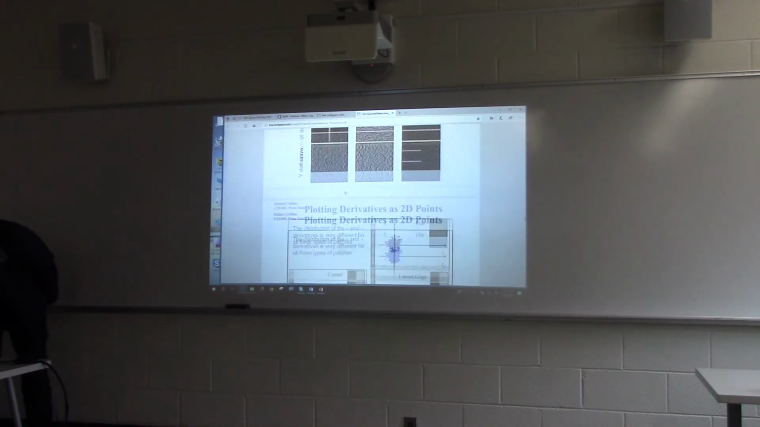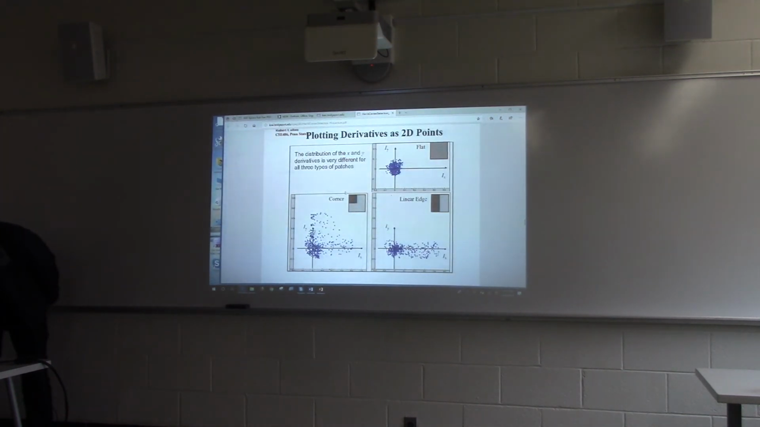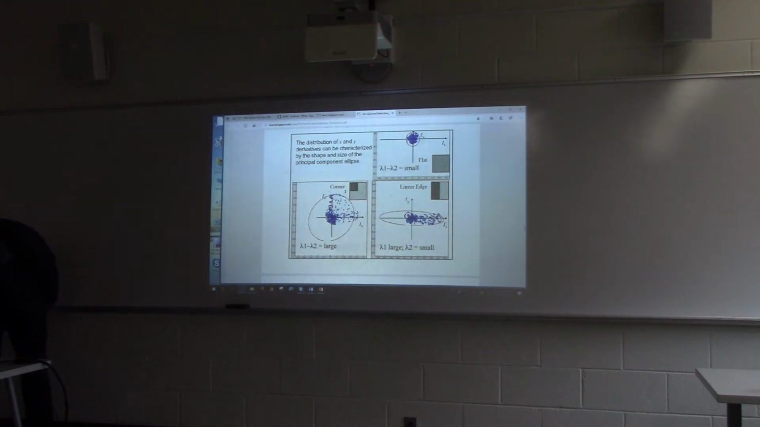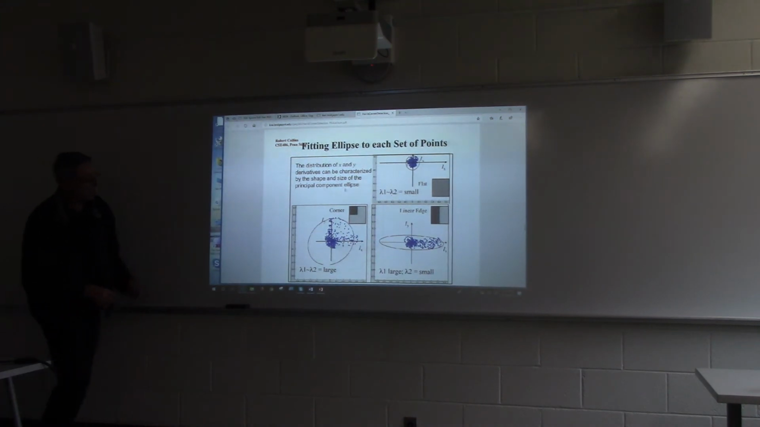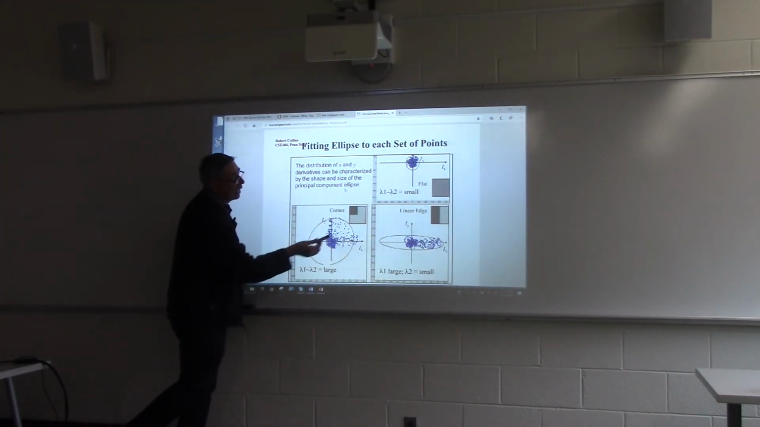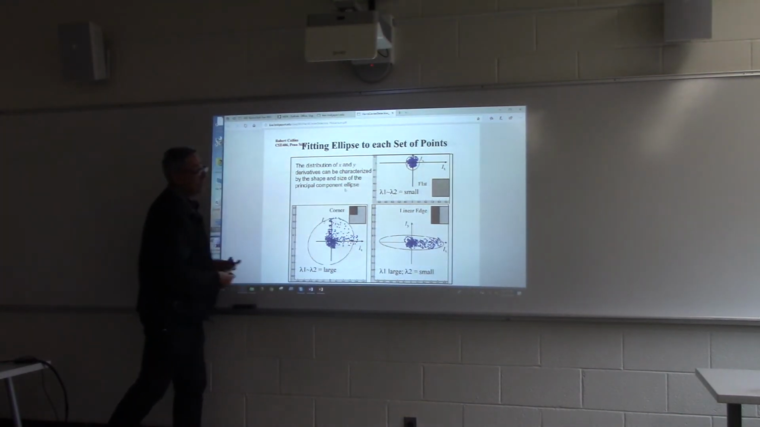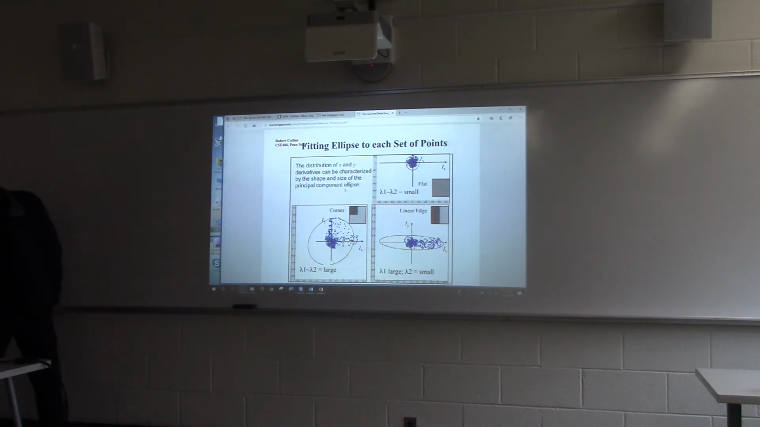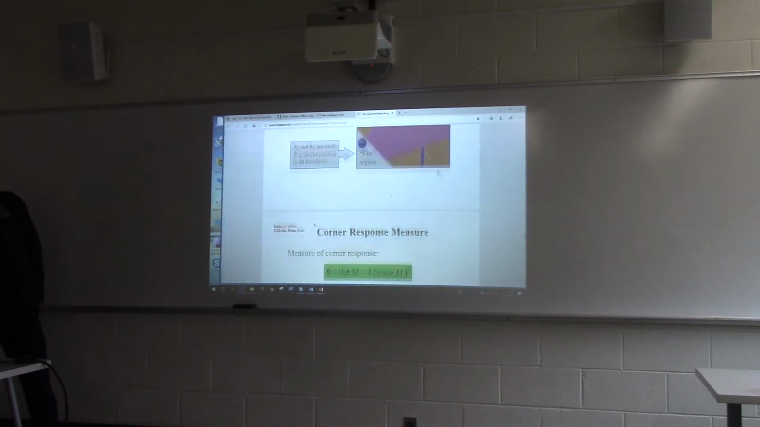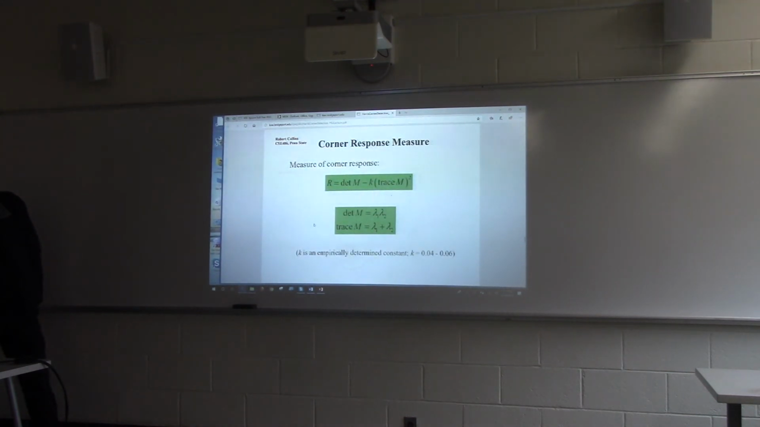Okay, so anyway, where were we? Yeah, we were looking at this part over here. If both lambda 1, lambda 2 turn out to be large, it's a corner, otherwise it's an edge. If both are small, then it's a flat surface.